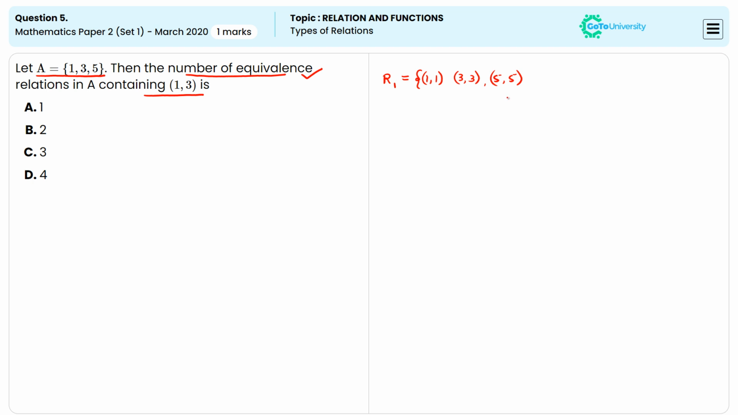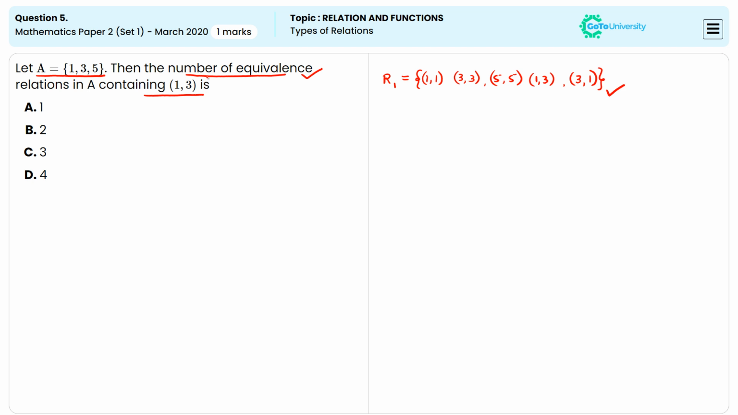Next, I need to check symmetric. Now they have said that this relation should contain (1, 3). So if I'm going to include (1, 3), then (3, 1) should also be included in order to make it symmetric. So now I can say this R1 is an equivalence relation.